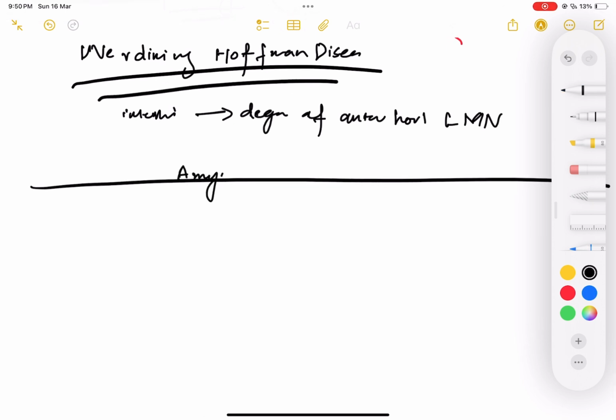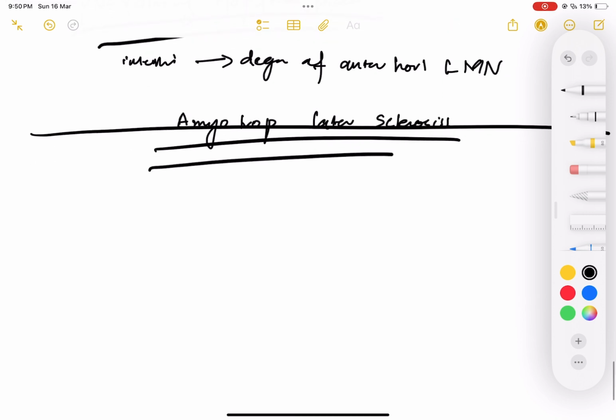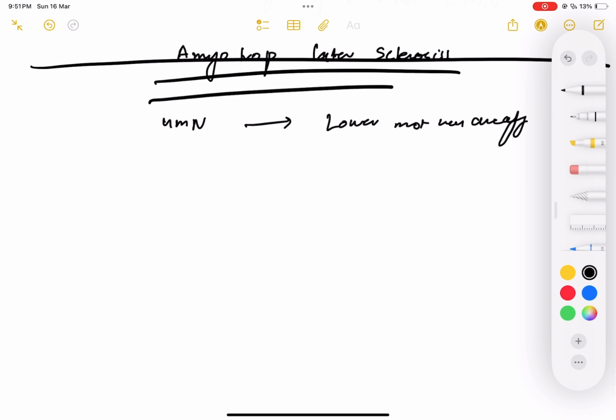Okay. So the next pathology which we are going to discuss is amyotrophic lateral sclerosis. What happens in amyotrophic lateral sclerosis? Again, it's a pathology which results in degeneration of upper and lower motor neurons. Remember, both upper motor neurons and lower motor neurons are affected, right? So you're going to have both signs and symptoms of upper motor neuron lesion and lower motor neuron lesion, right? Let me just draw the structure again.